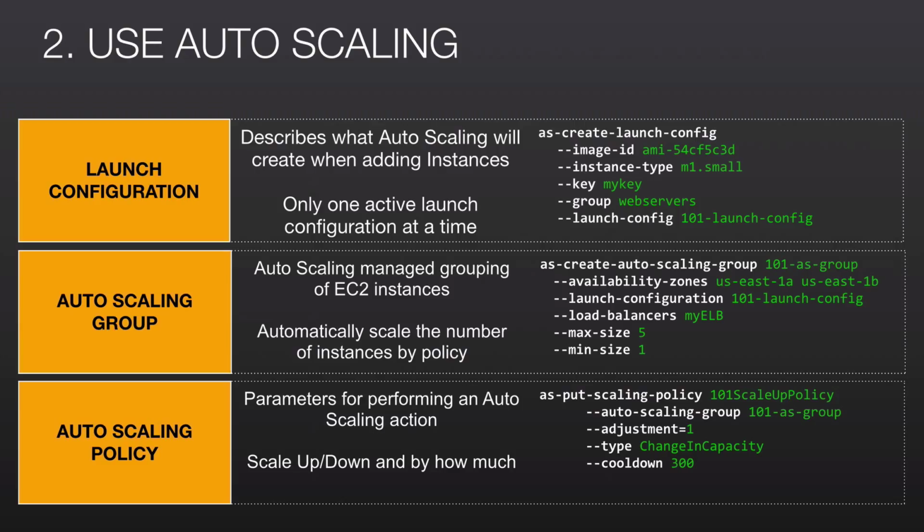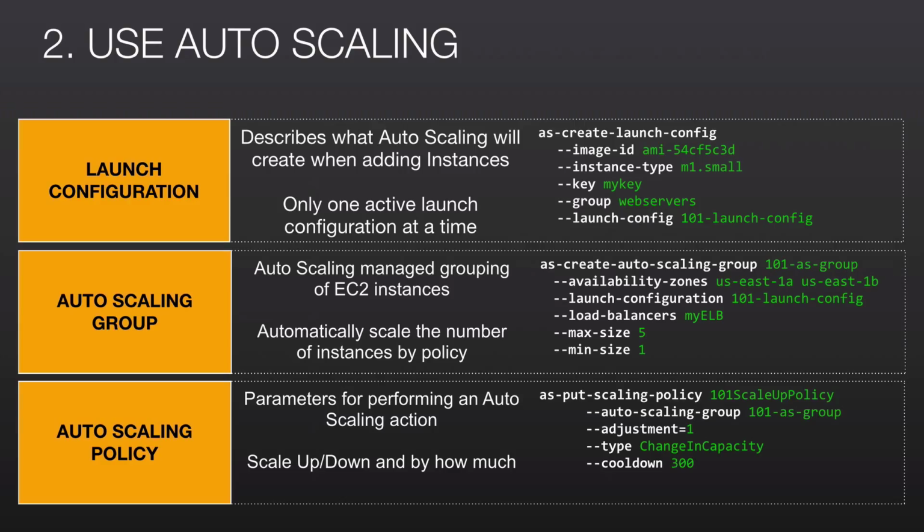And you need three things to set up auto-scaling: a launch configuration, which defines and describes what auto-scaling will create when it adds instances. This includes things like an Amazon Machine Image ID, like an AMI ID, the instance type that you're going to add, and other characteristics that you're going to define about the instances that you're going to create in response to these events.